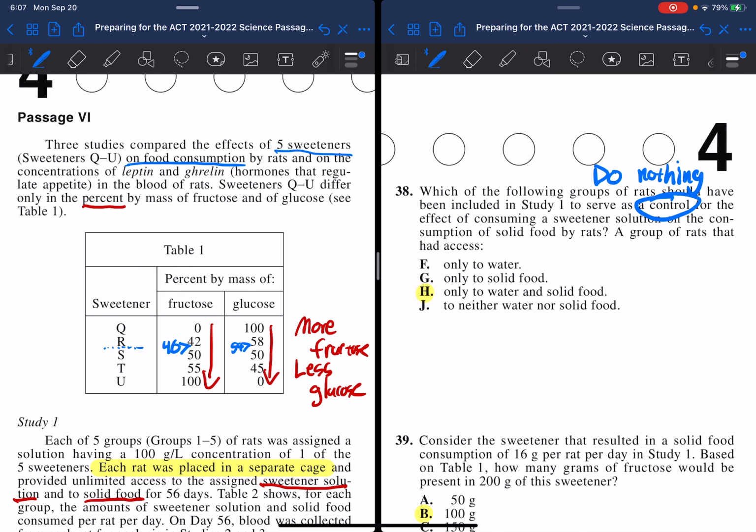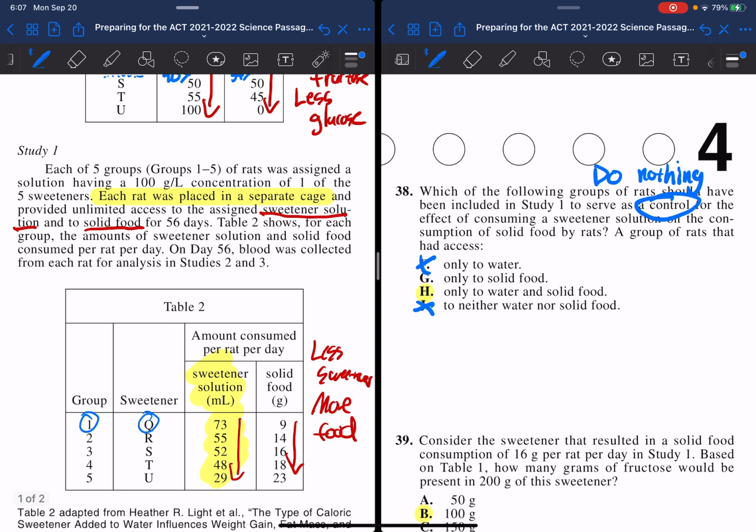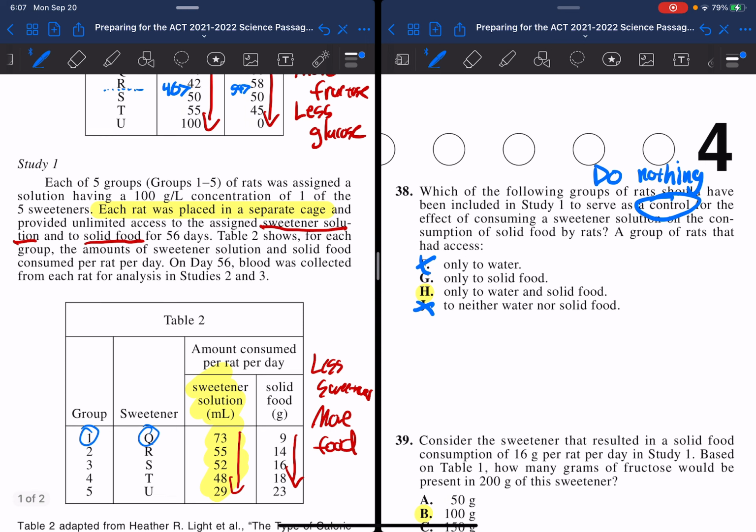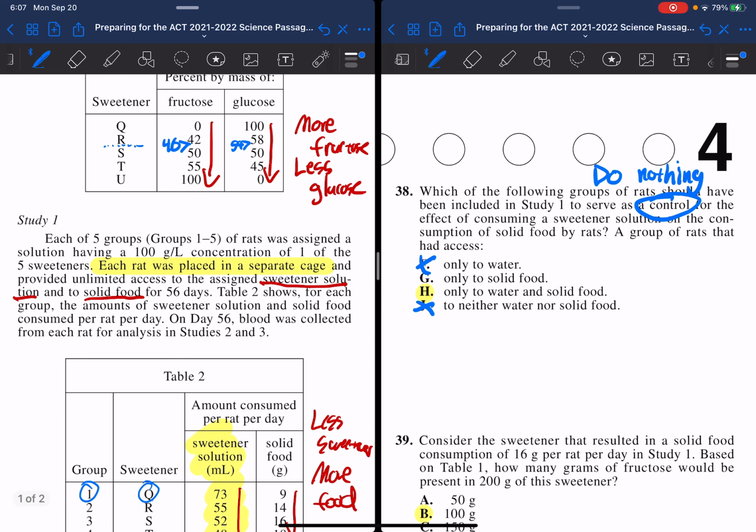So what we want to do is ask the question, well, what if we did nothing? What does that do to food consumption? So what they need is access to solid food. But we also know that they're going to need water. Whereas with these rats, they weren't given water, they were given the sweetener instead of water. So we give them access only to water and to solid food. So they can drink and they can eat, but the sweetener won't impact how they drink or how they eat.